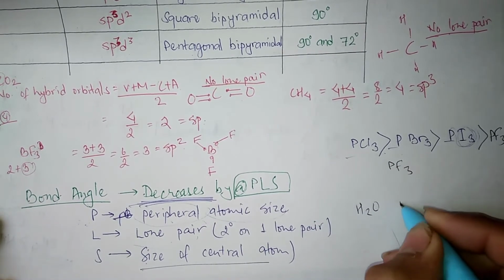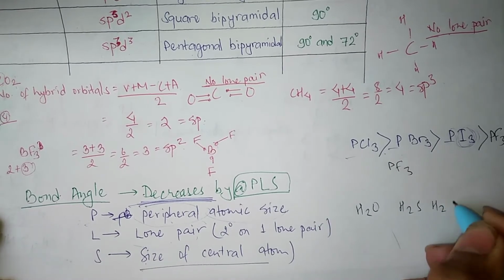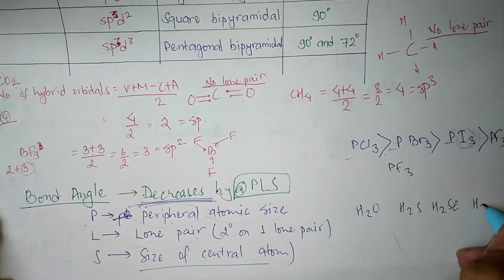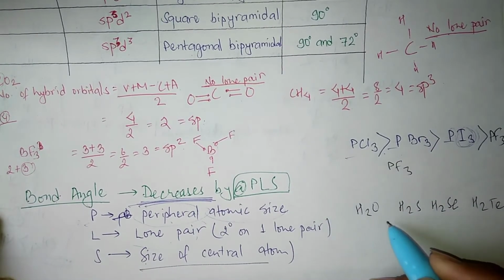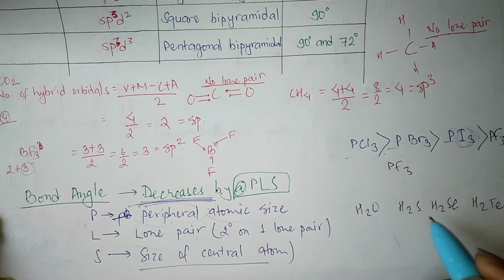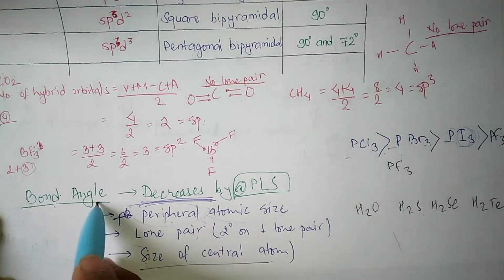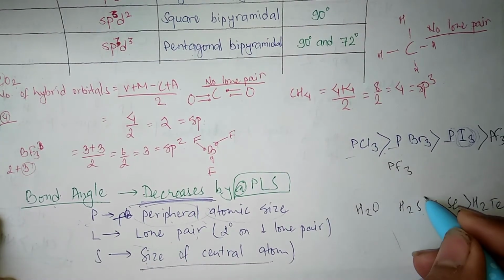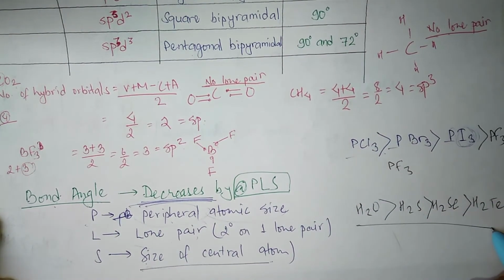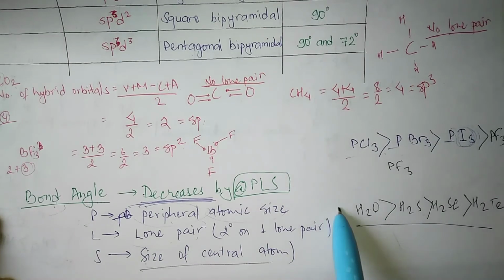Now talking about the size of the central atom: H2O, H2S, H2Se and then H2Te. The size of the central atom is smallest, then a bit bigger, and the largest. Where the size of the central atom is largest, it will have the least bond angle. So this is the required answer. In this way you can find bond angle orders of different compounds. Keep tuned for more videos. Thank you.